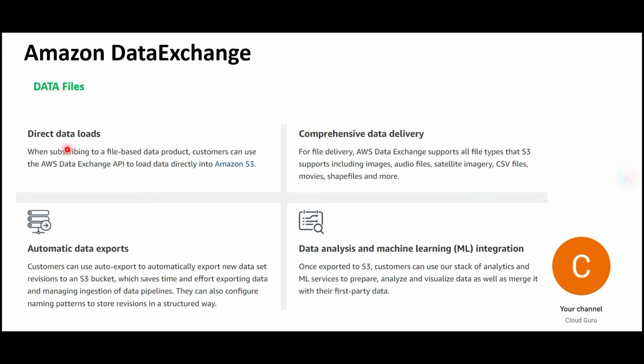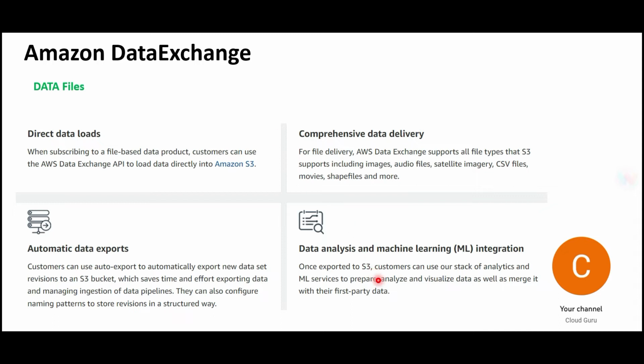What's the advantage? They are direct loads. So when you're subscribing to a file-based data product, customers can use the data API to load the data directly to S3. So your data comes directly to S3 and you can run your SageMaker and so on to do deep analysis. The types of files are unlimited. You can get images, audio files, satellite imagery, CSV files, shape files, etc.